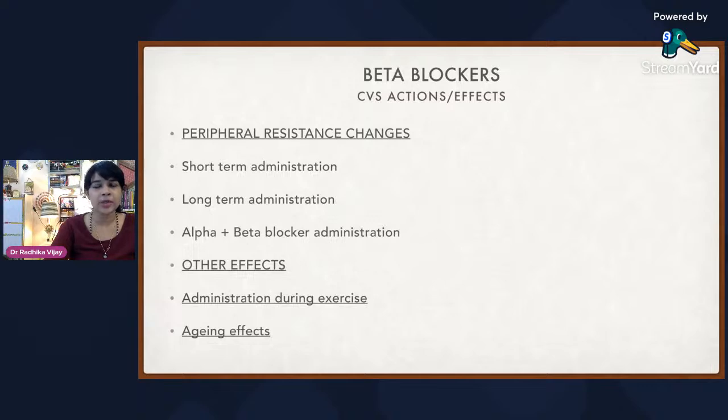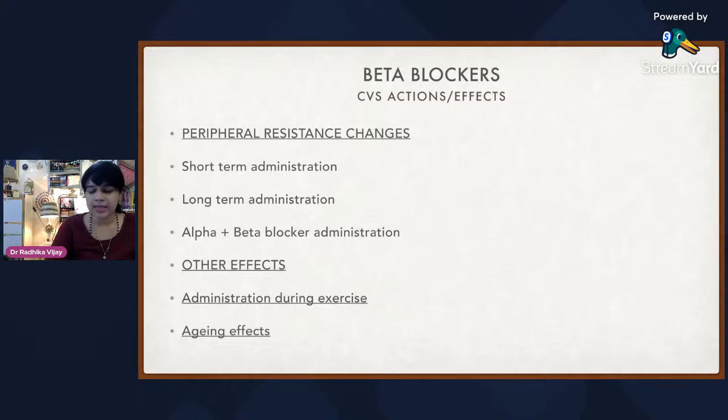Now we need to know the effect on the peripheral resistance. That depends on their use, that is whether they're used for short term or long term. So you need to understand that properly. When they're used for short term duration, the peripheral resistance increases. And when they're used for longer duration, the peripheral resistance becomes normal or decreased. And then there is a special case when alpha plus beta blockers are administered combined. Then cardiac output is normal, but the peripheral resistance is decreased.